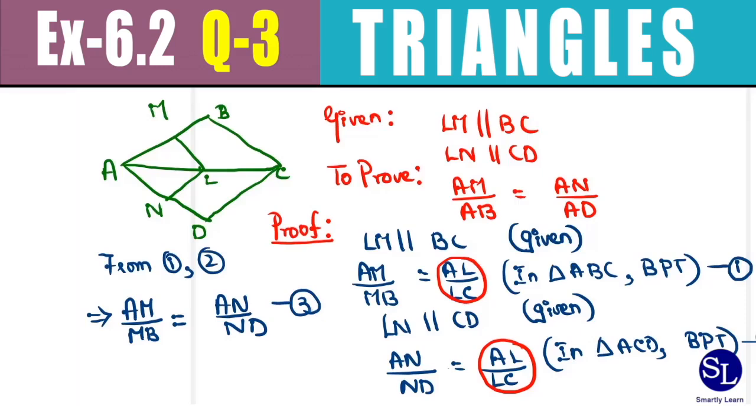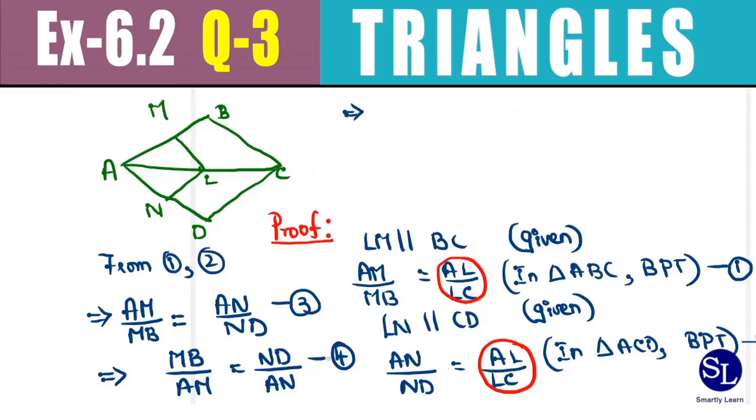Now what we can do is, if these two are equal, I can also rewrite it by flipping this equation, because I can flip both sides. So this is going to be MB divided by AM is equal to ND divided by AN. On both sides, I have reversed the numerator and the denominator, and I'm marking this as equation 4, just in case we are going to reference it back. So now let's continue with the proof. If the two sides of equation 4 are equal, I am going to add 1 to equation 4 on both sides.